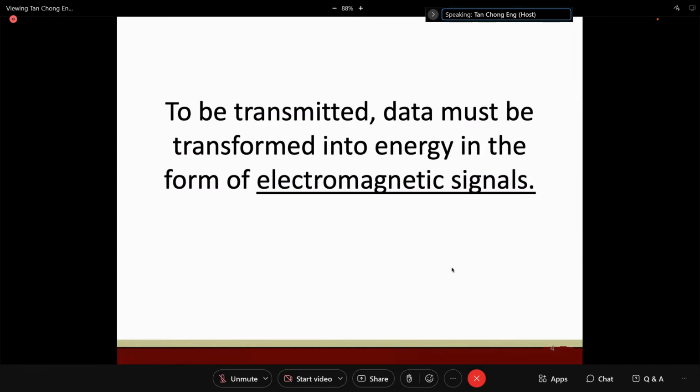Your data is supposed to be 1s and 0s, but your electrical current is not 1s and 0s. So how do you put your data on this signal so that this signal can carry your data all the way to the destination? This is exactly what we want to look at today, which is the data representation and the fundamental characteristics of electromagnetic signal.